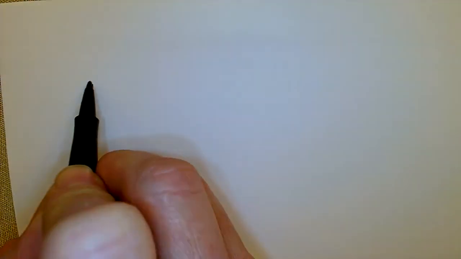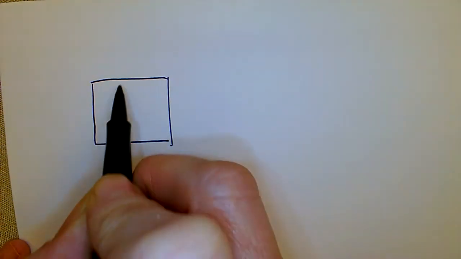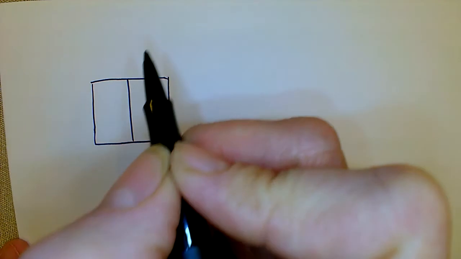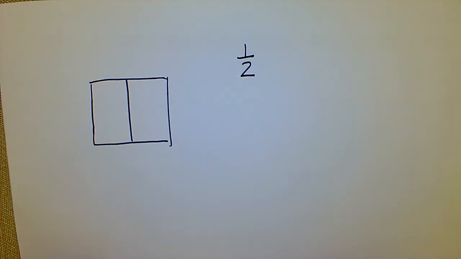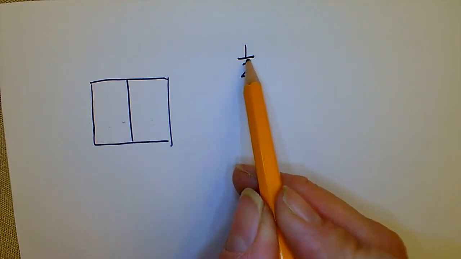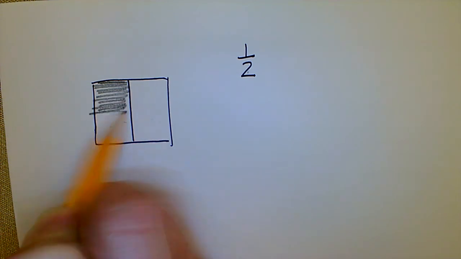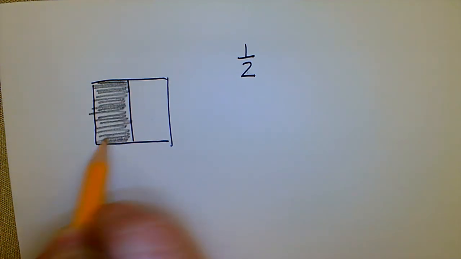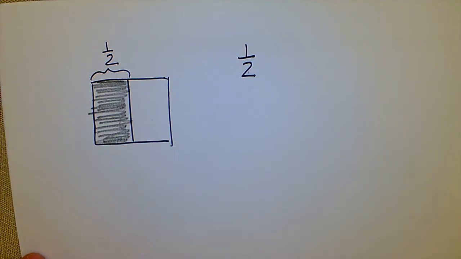So I'm going to draw myself a nice diagram here. And I'm going to go ahead and cut that in half because I'm trying to model 1/2. And since my denominator is 2, I have 2 pieces to make up the whole. And then I'm going to shade in one of those. Now I do need to put a bracket on top to represent what's going on. So I'm going to bracket off that this is 1/2.